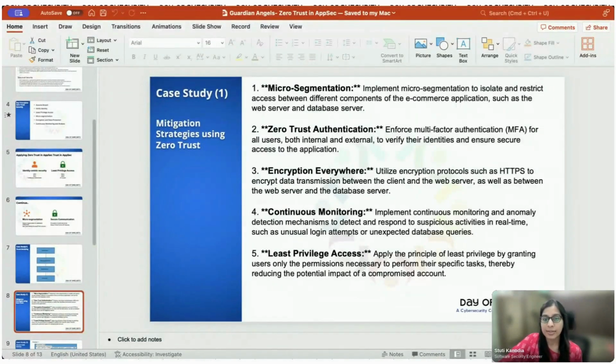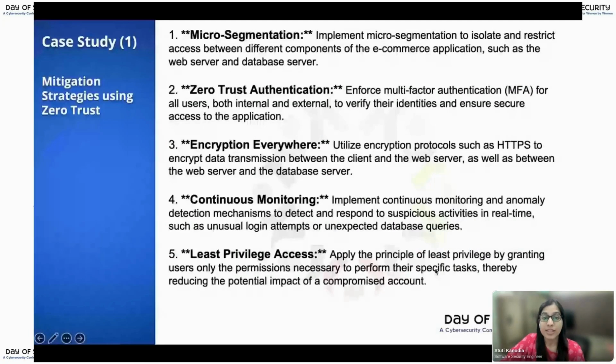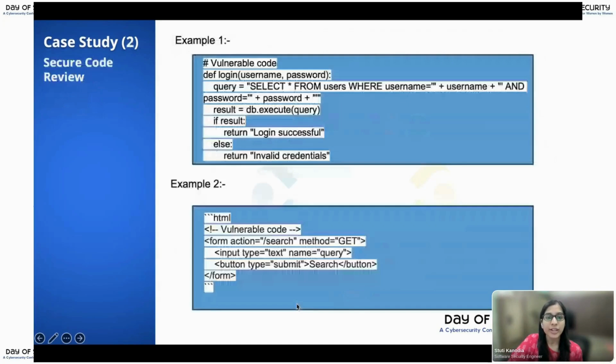That is the one case study that we have gone through. Now we have just one more case study to present, and we are running out of time as well. So that would be more interesting.